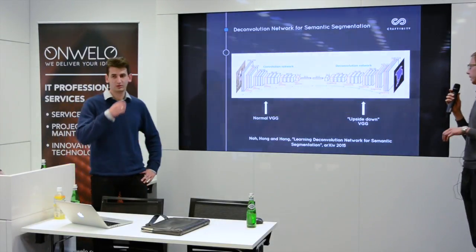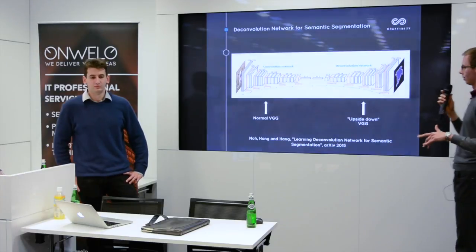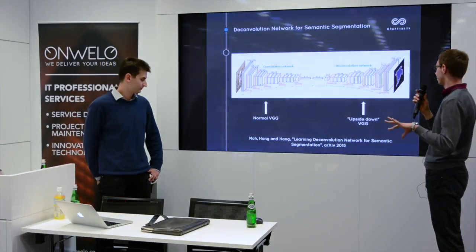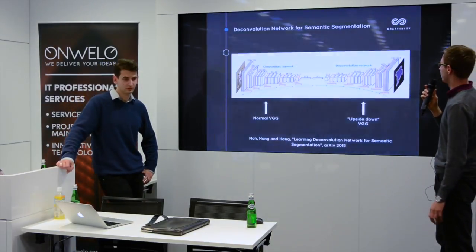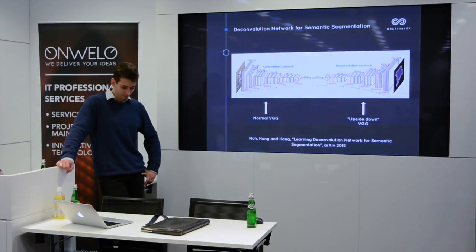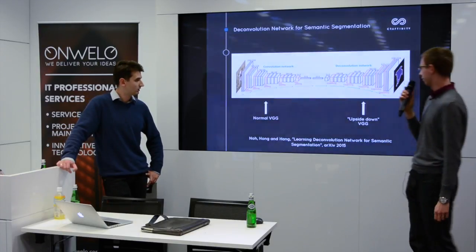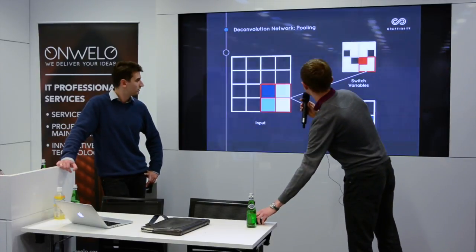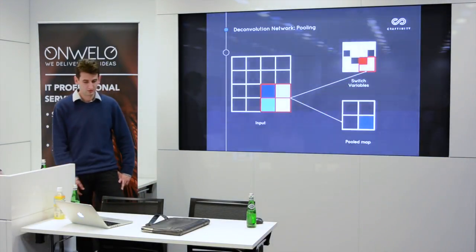They just added, after the end of VGG, an upside down VGG, so all of those operations but reversed. So we have some unpooling operation, which we'll talk about in a minute, and deconvolutions to replace convolutions. And this net was a little bit better than just those fully connected with one deconvolution.